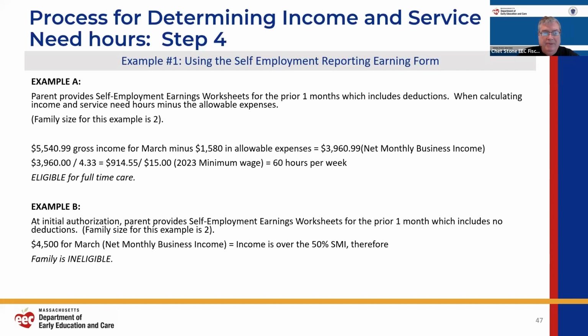They meet the service need. In example B, so the same thing, they come in at initial authorization, the parent provides a self-employment, you complete the self-employment earnings worksheet with them for the prior 1 month. And this one does not include any deductions. They say, hey, this is what I made. I got no expenses. So they made $4,500 for March. You don't deduct any expenses. You go to the SMI chart and their income is over the 50% of SMI. Therefore, the family is ineligible. Any questions there? It's pretty much how we've been doing it all along. No changes here. Just wanted to walk you through some examples.